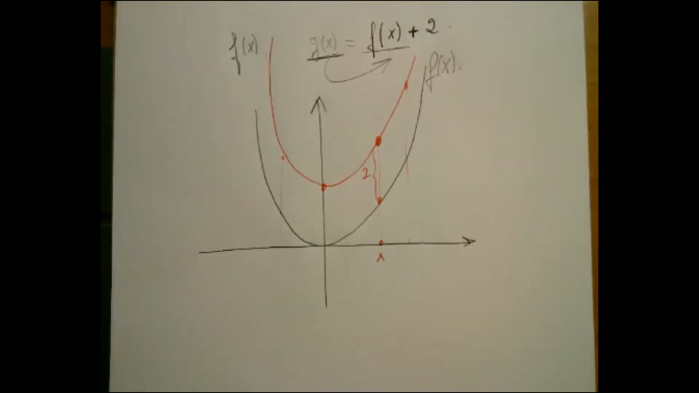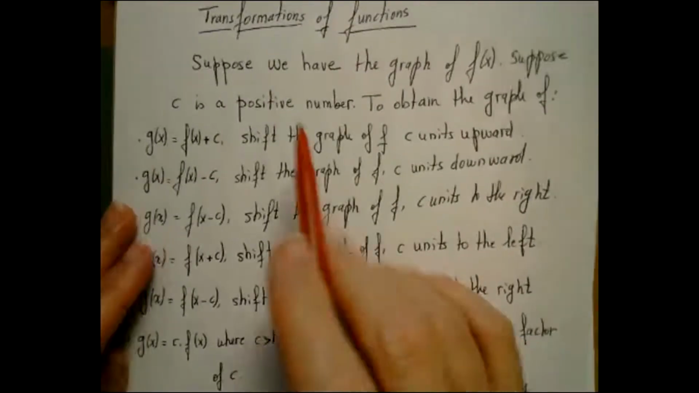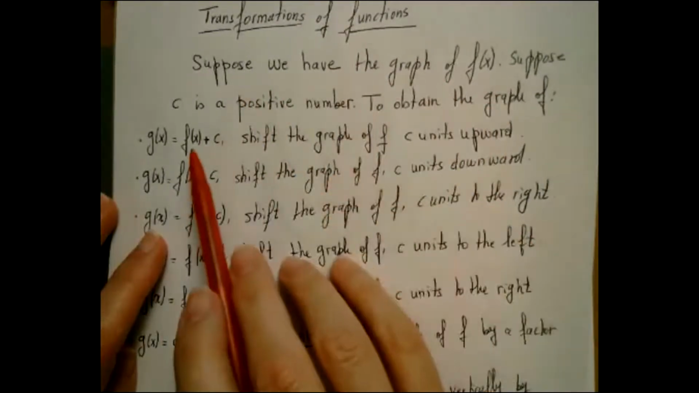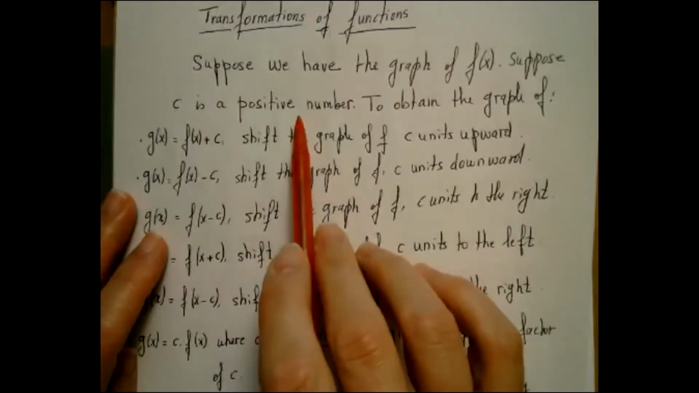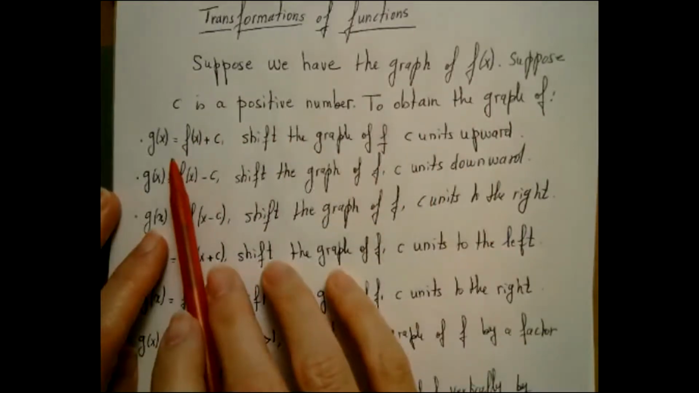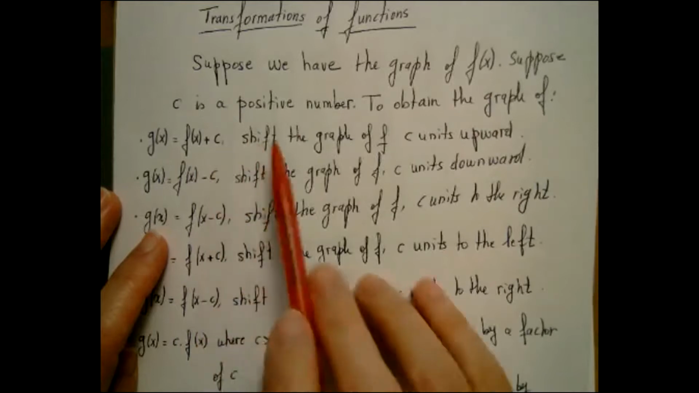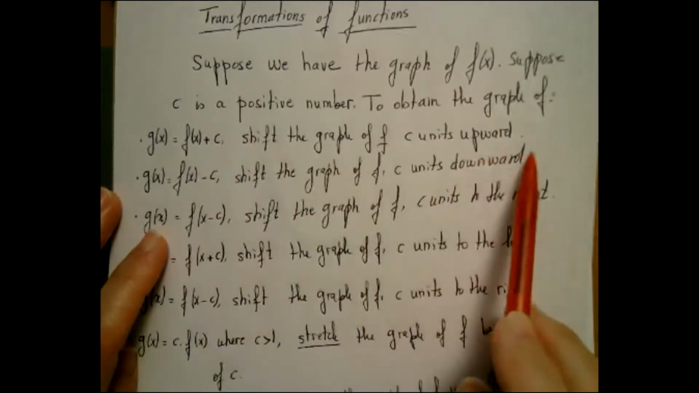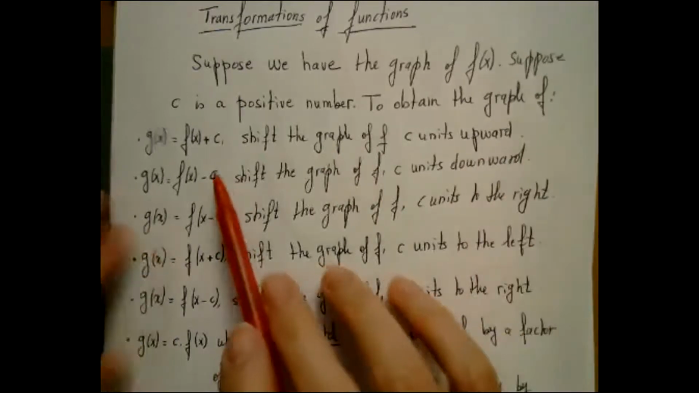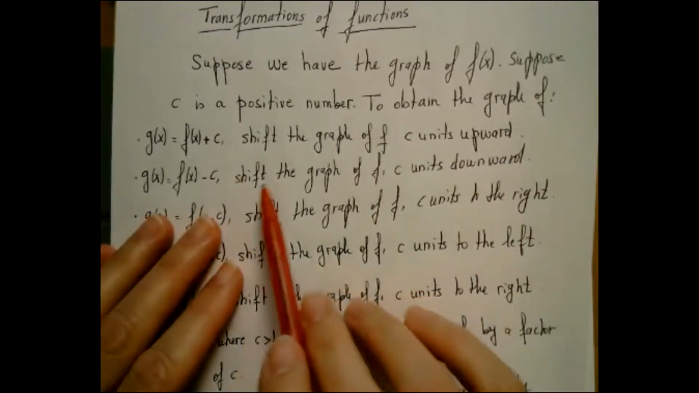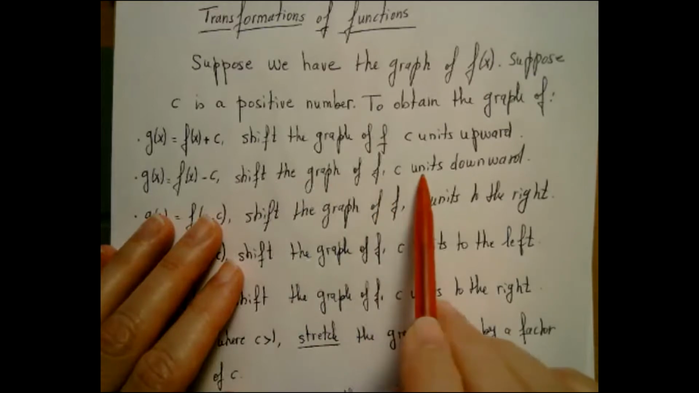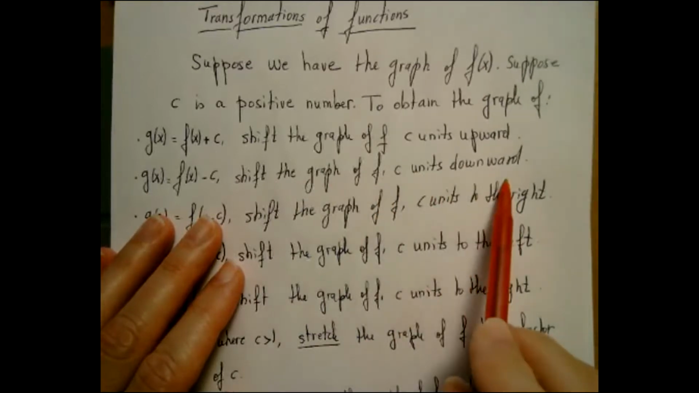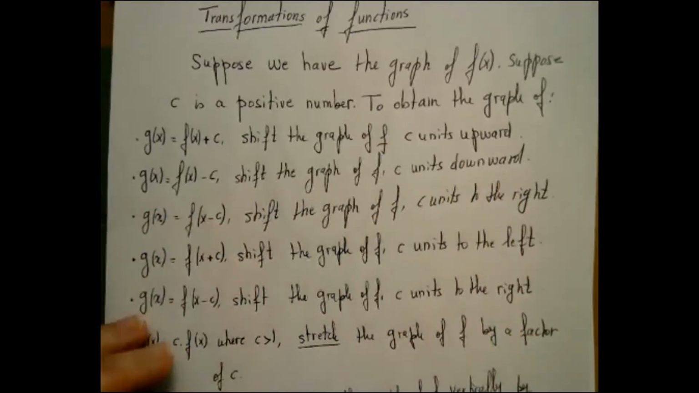So the first transformation is the following. I'm summarizing them here. Suppose we have the graph of f. Suppose c is a positive number. To obtain the graph of f of x plus c, simply shift the graph of f c units upward. If you take minus c, naturally, you're going to shift the graph of f c units downward.